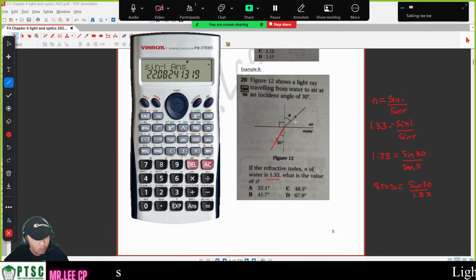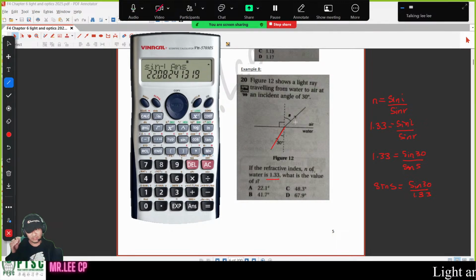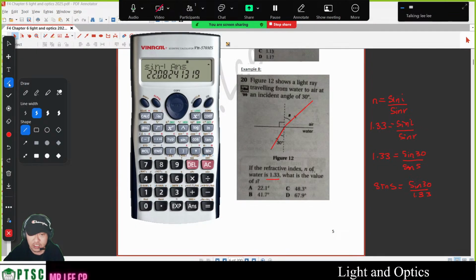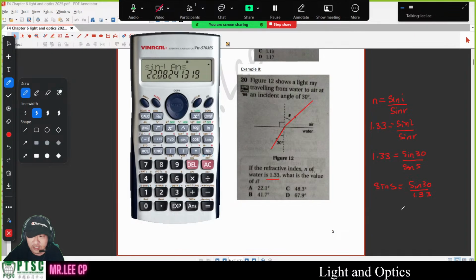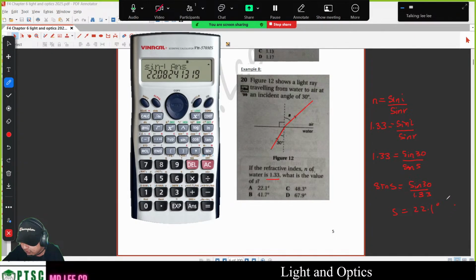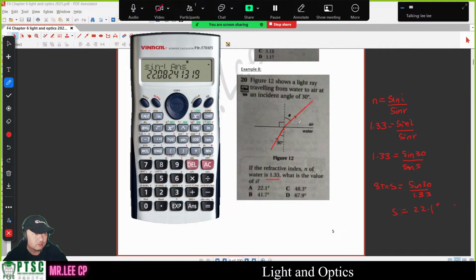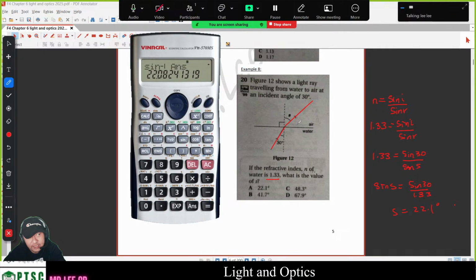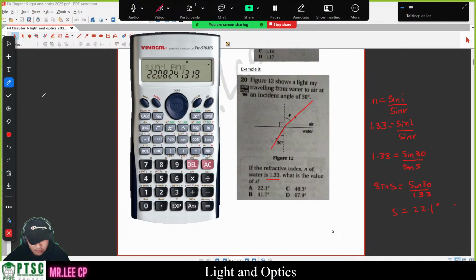So when the light travels from denser to less dense, it is going to go away from the normal. It is not going to go straight. It goes away from the normal, meaning that this angle has to be bigger than 30. So if you say your angle S is equal to 22.1 degrees, is it logical or not? Not logical. So what's wrong? How to do it rightly?